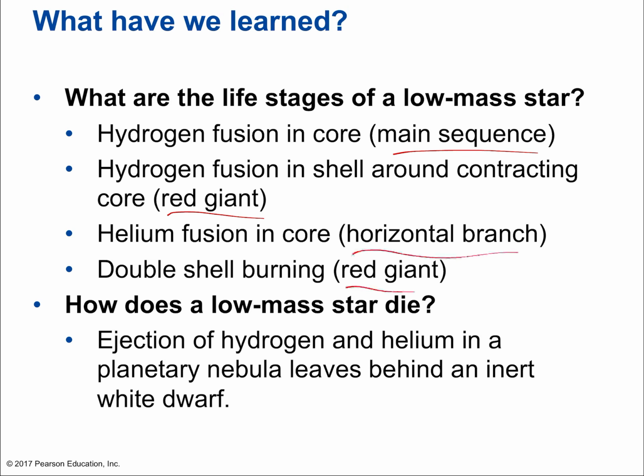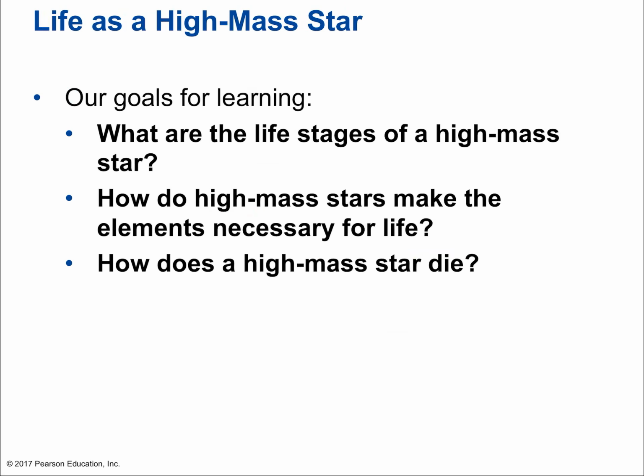After the low mass star has really finished with its double shell burning phase, it then ejects a bunch of helium into a planetary nebula, a mixture of helium and hydrogen and carbon, and then becomes an inert white dwarf, which gradually cools over billions of years.